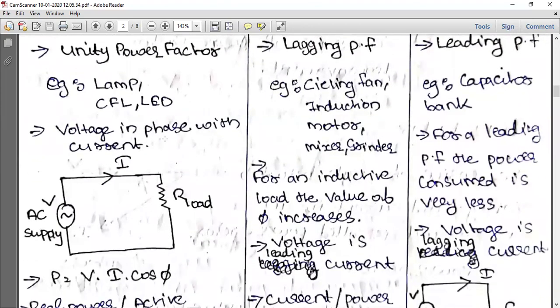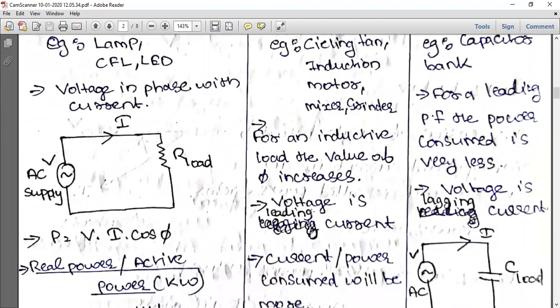So here voltage is in phase with the current, here voltage is leading the current, and here voltage is lagging current. Okay. And for an inductive load, the value of phi increases. Okay. And for a leading power factor, why we need a leading power factor? Because the power consumed is very less.